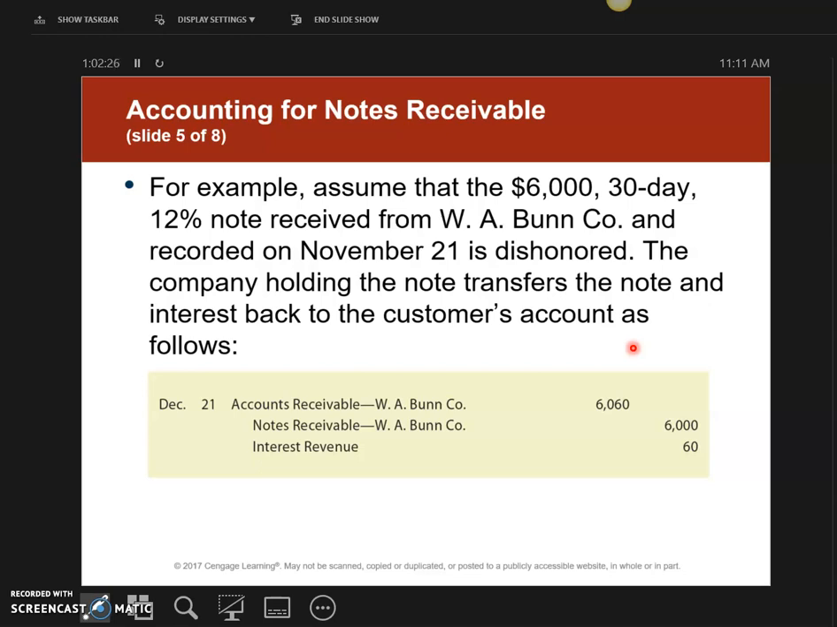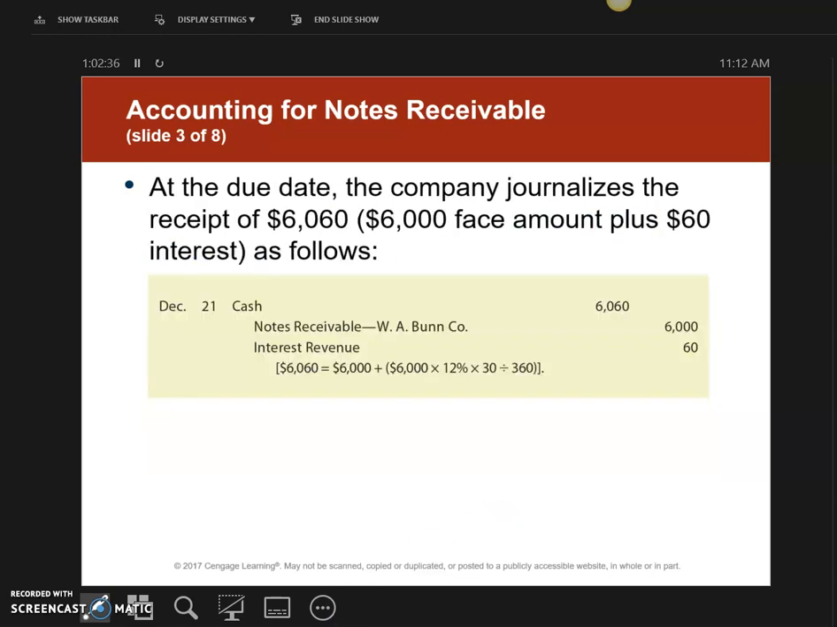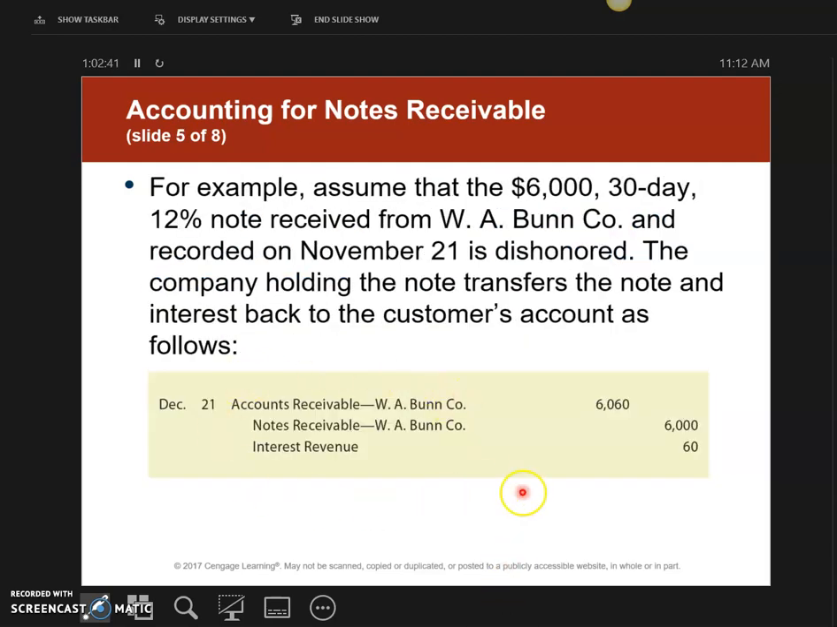So to recap this, you sign the note, they either pay you or they don't. If they pay you, I showed you the journal entry, which is this right here. This is when they pay me. If they don't pay me, this is called a dishonored note. Just to recap.